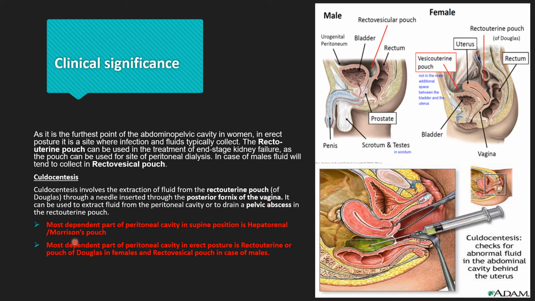So students, the most dependent part of the peritoneal cavity in supine position is the hepatorenal pouch, and the most dependent part of the peritoneal cavity in erect position is the recto-uterine pouch in females and the rectovesical pouch in case of males.